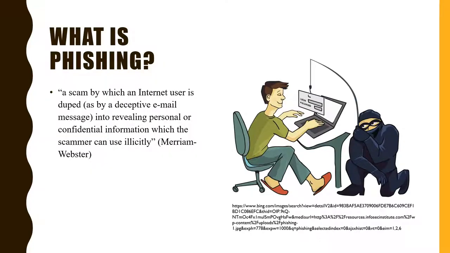First, let's discuss what phishing is. As defined by Merriam-Webster, phishing is a scam by which an internet user is duped, as by a deceptive email message, for example, into revealing personal or confidential information which the scammer can use illicitly. Phishing is a cybercrime in which a target or targets are contacted by email, telephone, or text message by someone posing as a legitimate institution to lure individuals into providing sensitive data such as personally identifiable information, banking and credit card details, and passwords.